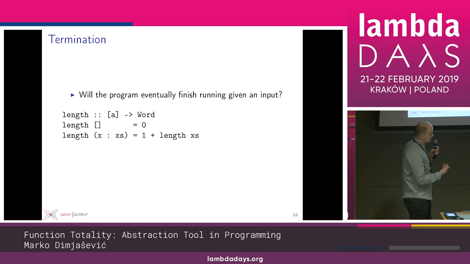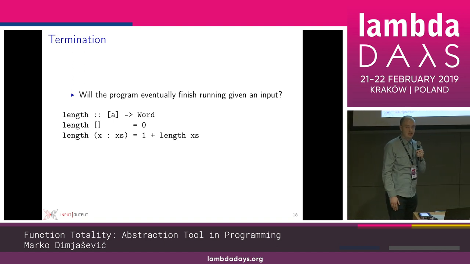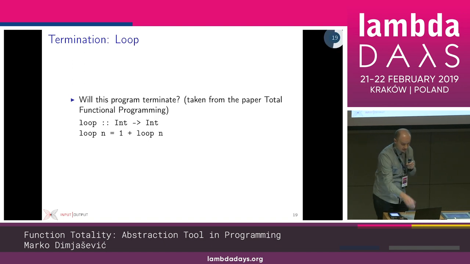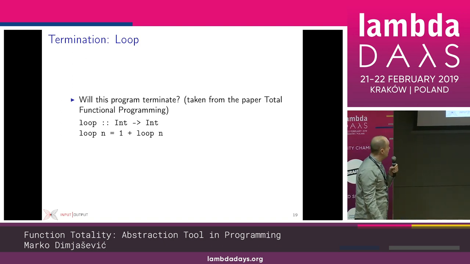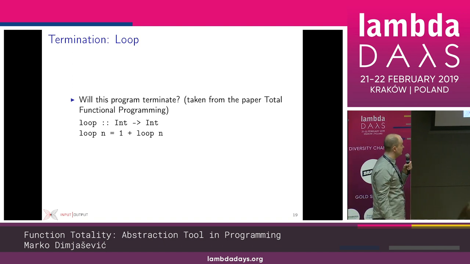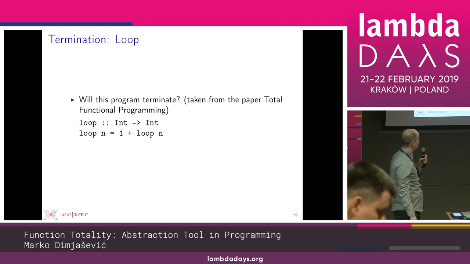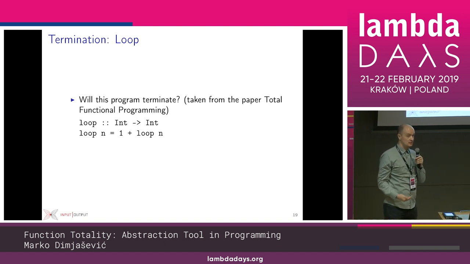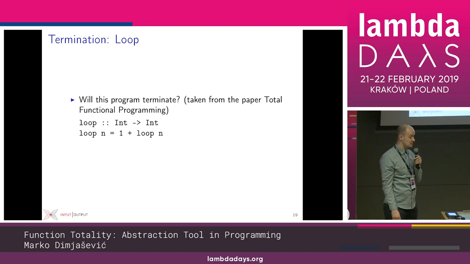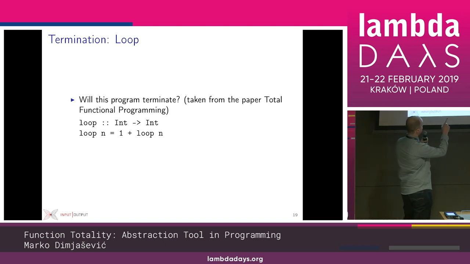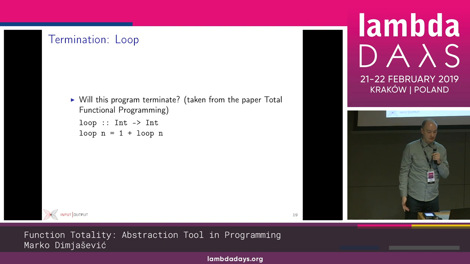And this is an example of a program you would argue does terminate because it keeps on calling itself on a smaller and smaller argument, so it will eventually terminate. But then we can take a look at a slightly different example. So it's a function that takes an integer and returns an integer. And this is an example taken from a paper titled Total Functional Programming. So in this case, you can argue that we covered all cases because we said for any n, but still, will this program terminate? Even the function's name suggests it will not because it will keep on looping. We are not decreasing this n argument and we keep on calling this function. And it will actually never terminate.